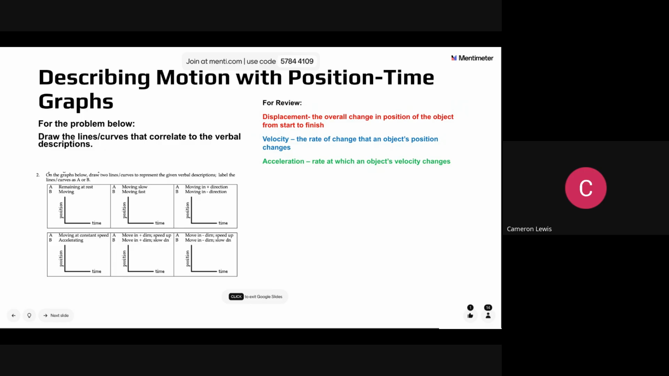Anybody from group five? Yeah. What I got from it is they both have a positive initial velocity. So the slope is positive, and if it's speeding up, it's going to be a concave up curve. And if it's slowing down, it's going to be a concave down curve in the graph.